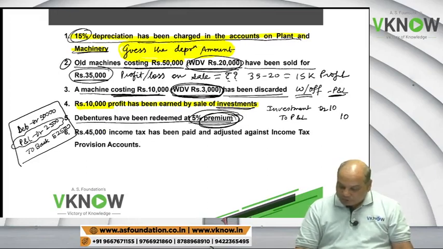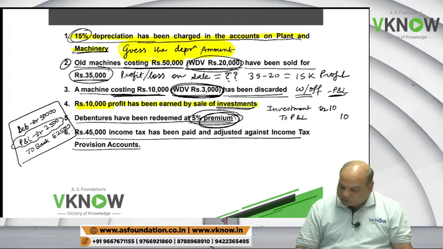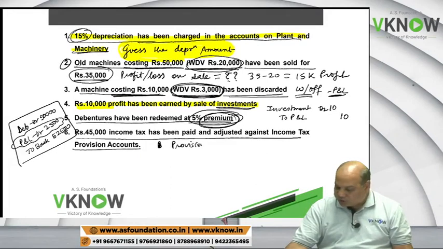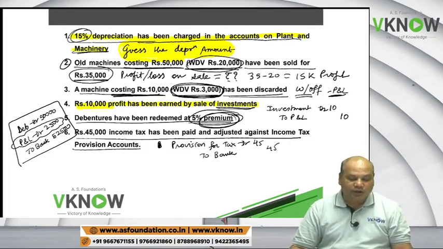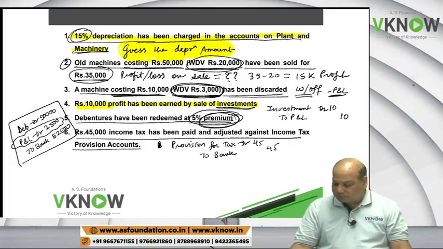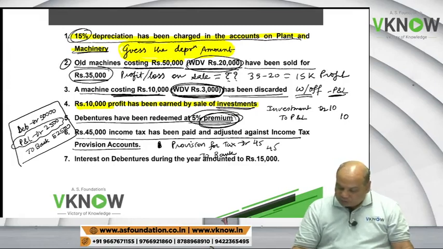Next is rupees 45,000 income tax has been paid and adjusted against income tax provision account. The entry for this will be, as in the previous question also, provision for tax account debit to bank account. Tick mark income tax provision account, liability side, last third item. Tick mark income tax provision 45. We will find out the balancing figure.